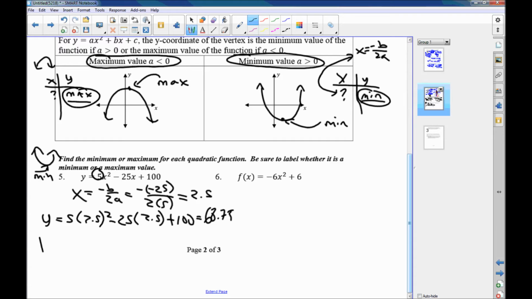So our final answer would say the minimum value is 68.75.